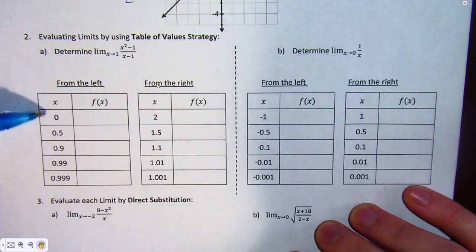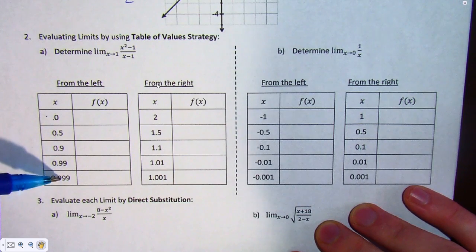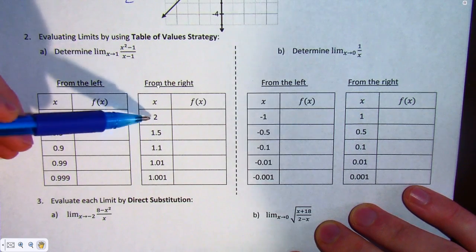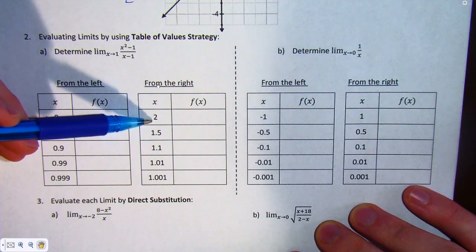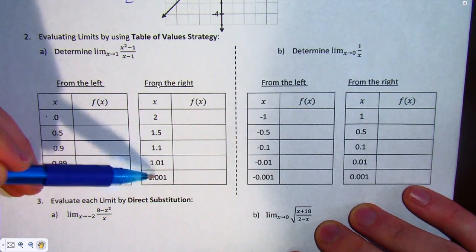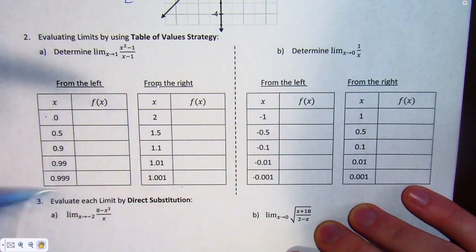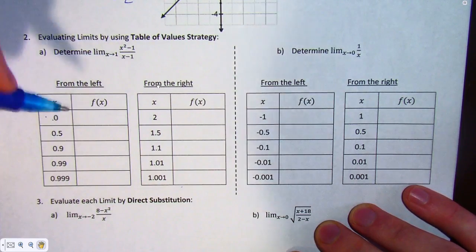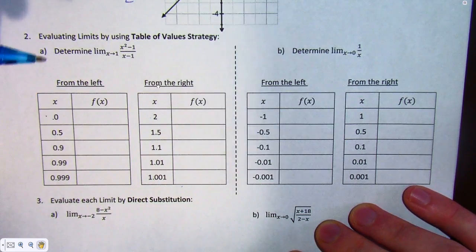Okay, and so from the left you can see I started at 0, and I'm just going to get closer and closer and closer to 1. Okay. Similarly, then we're going to do it from the right. We're going to start at 2, and we're going to get closer and closer and closer to 1. And we could keep going, and we would get closer and closer to the answer, but the idea here is you're just kind of trying to find the trend.